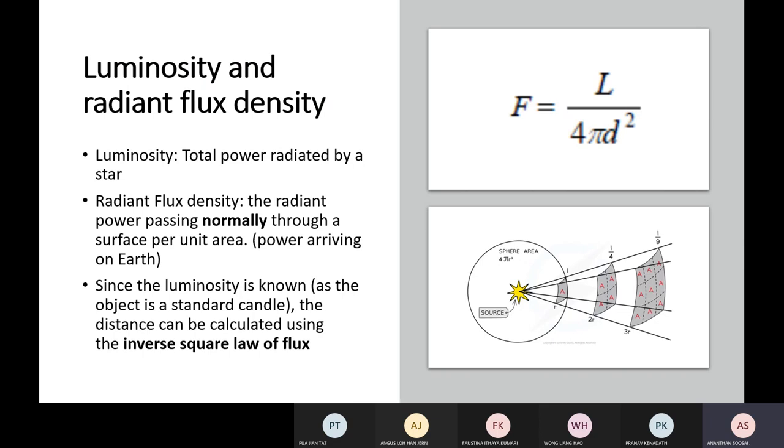For stars or galaxies, luminosity is the power emitted by the star. The radiant flux density is the radiant power passing normally through a surface per unit area. The amount of power passing normally through per unit surface area.